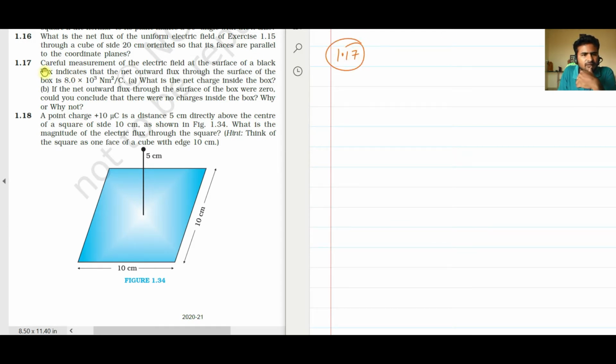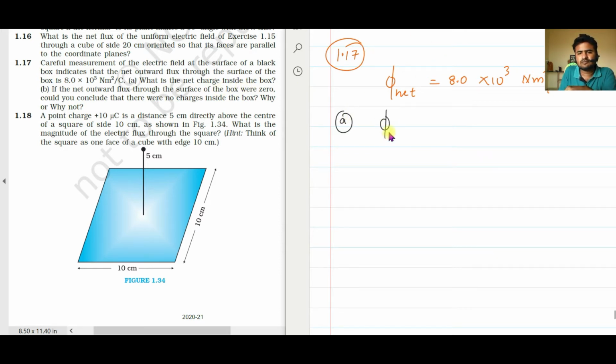They are saying that careful measurement of the electric field at the surface of a black box indicates that the net outflux through the surface of the box is 8.0 into 10 power 3 Newton meter square per coulomb. So what is the net charge inside the box? They're asking how much is the net charge.